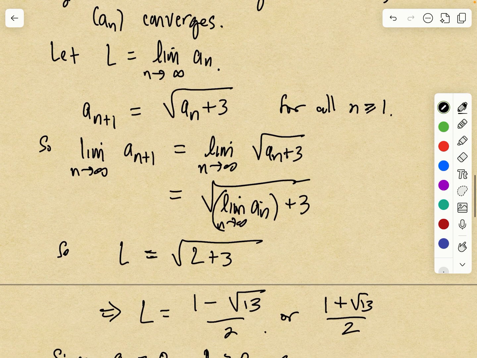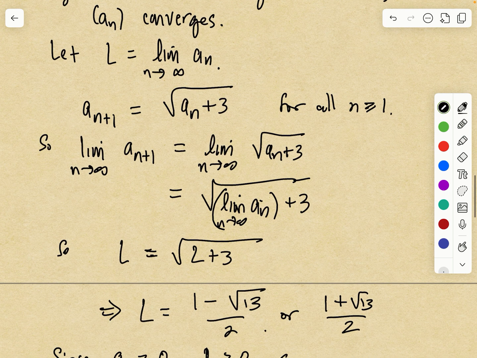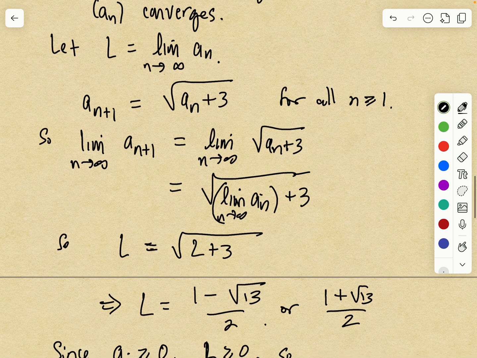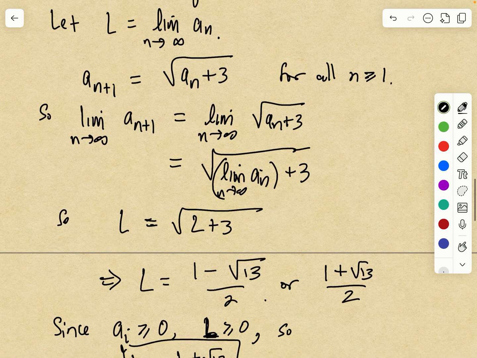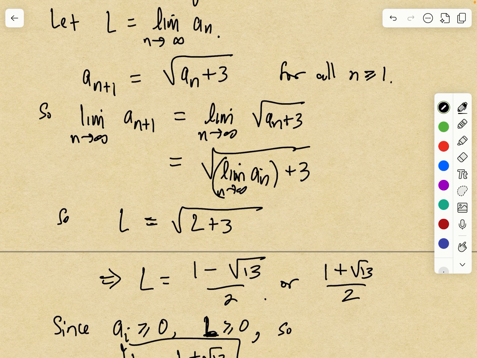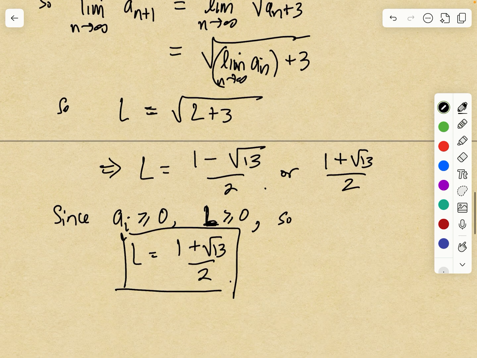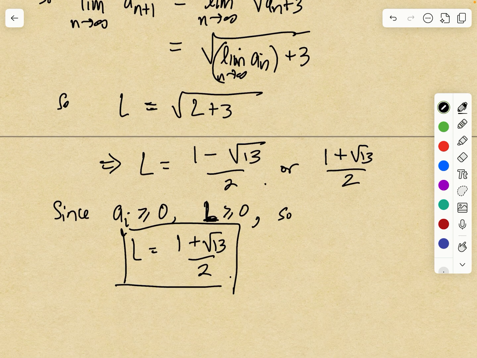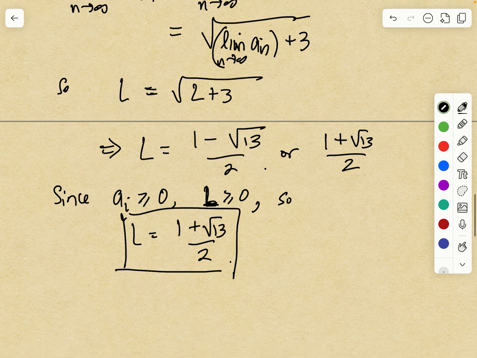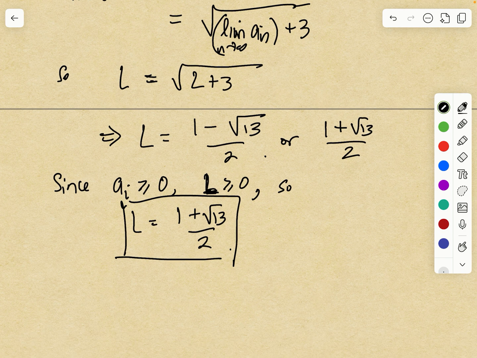And then to find the actual limit, so in this case, the problem asks us to find the limit, we just let L be the limit of the a sub n's, and then everywhere you see an a sub n or a sub n plus 1, you just replace that with L and then solve for L. In this case, there were 2 possibilities for L, but since we know that the a sub n's are non-negative, there's only one possible value for the limit.